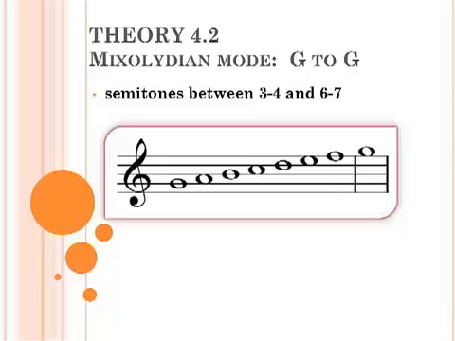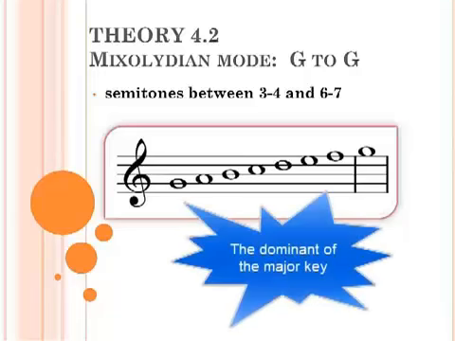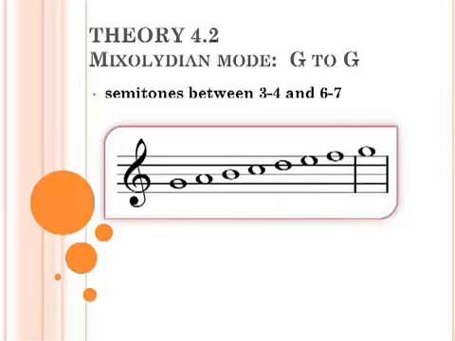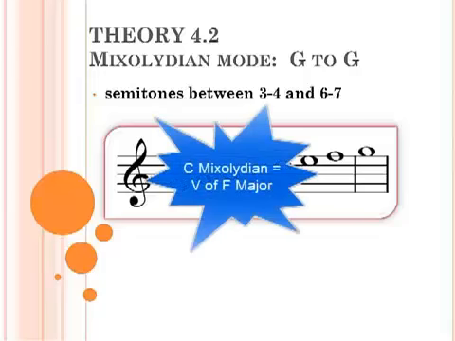Another way to think about the Mixolydian mode is that it's built on the dominant of the major key. G Mixolydian is built on the dominant of C, and it shares C major's key signature. So the C Mixolydian scale is related to the key of F major. And it sounds like this.